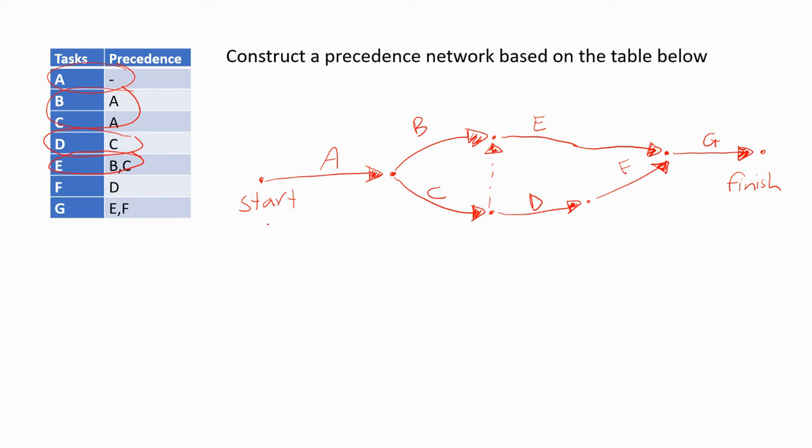So we've got our starting point and we've got our finishing point here. The arcs, or the arrows, are representing the activities. The nodes, which is the dots there, are representing when an activity has started and finished. Notice that the dummy link that I drew, which was a dashed line, shows that E can only begin after both B and C have finished. But we drew the dummy link because D has a precedence task of only C.